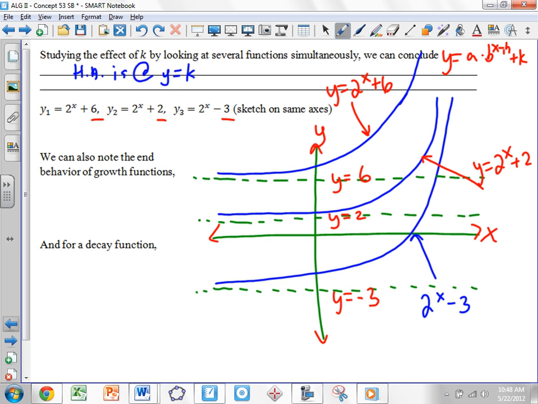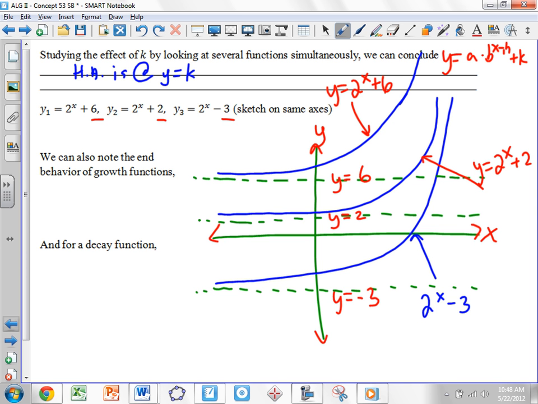is at y equals k. The horizontal asymptote is at y equals k, whatever k is. So if k is 7, it's y equals 7. If k is 30, it's y equals 30. So whatever you get for your k value, whatever you see in that equation, that is your horizontal asymptote. Okay? That is your horizontal asymptote.